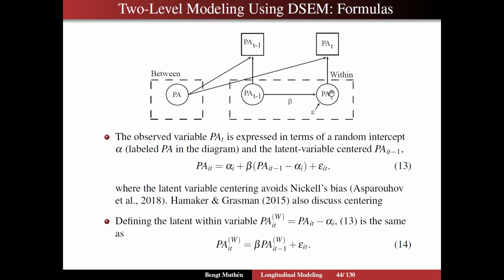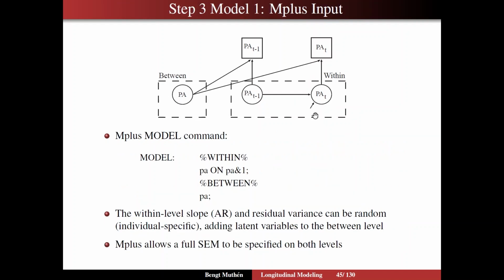This is PA within for time point t, regressed on PA within time point t minus 1 with the regression coefficient beta and residual epsilon. Now we're going to stay with the fundamental issues here a little bit longer.